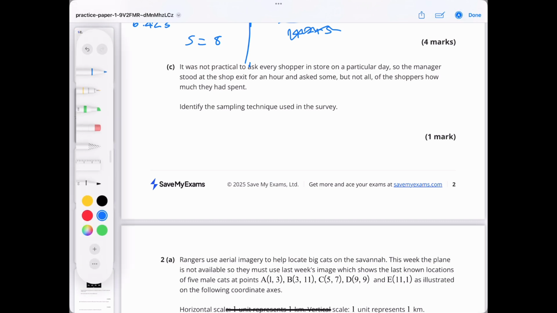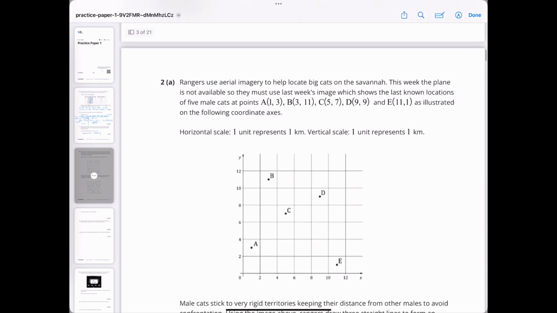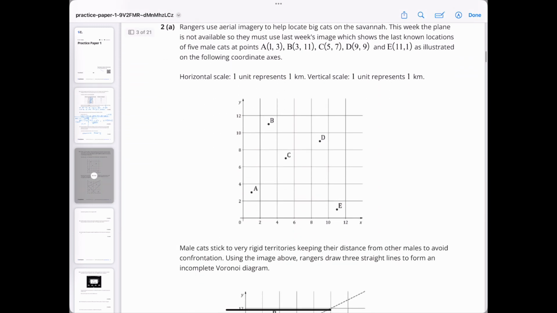Well, it's not stratified. It's not got any strategy to it either. So I would say this is what's called convenience sampling. It is otherwise known as a little bit useless, because only people who are willing to speak to you are going to speak to you.